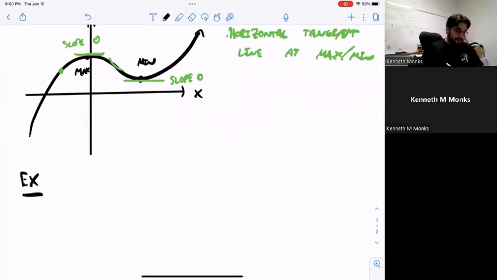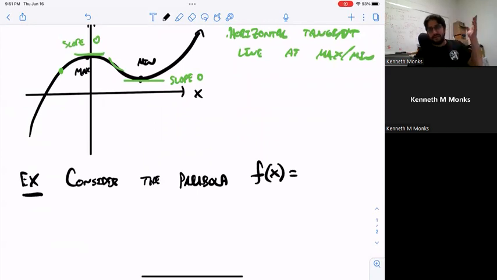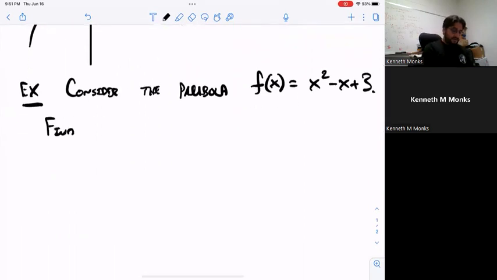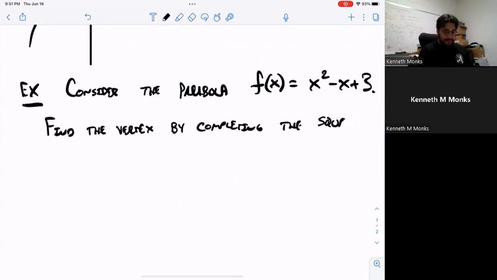for example, suppose we have a parabola, right? A classic graph we studied all the time back in, say, college algebra, right? And let's say we have the parabola x squared minus x plus 3, right? Suppose this is our parabola. So here we have a formula for this. We can find the vertex of this parabola by completing the square, right? This is a technique from college algebra, from pre-calculus, right?